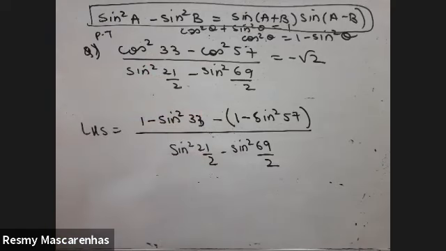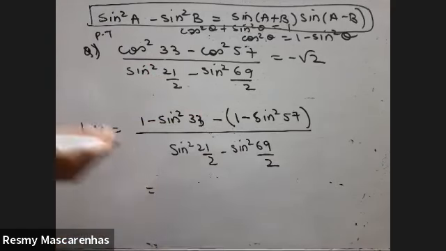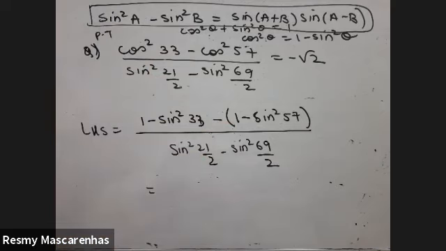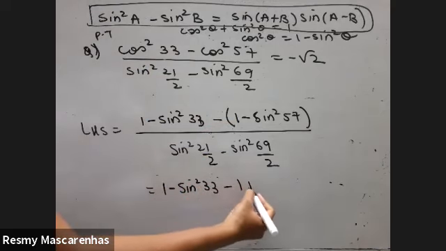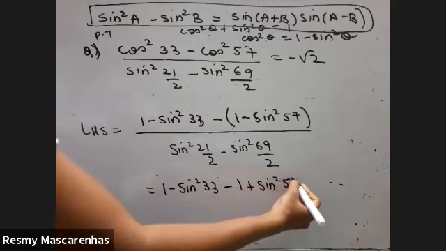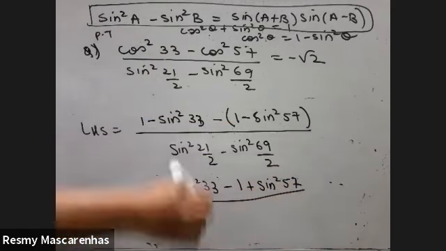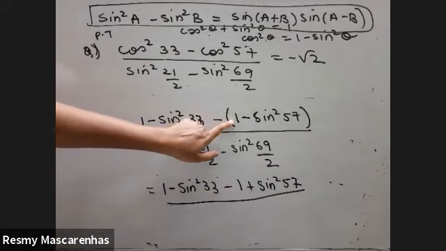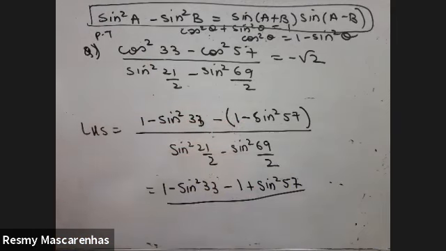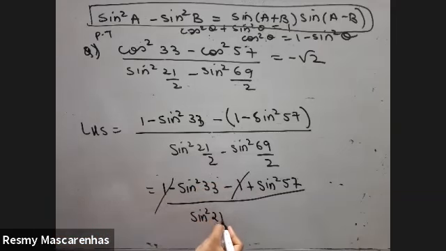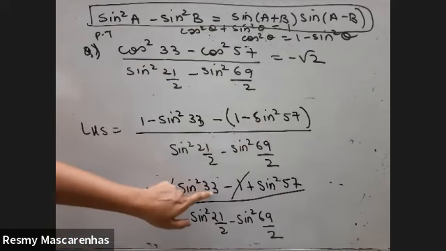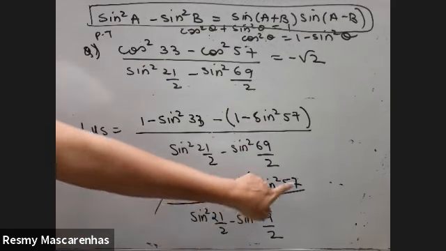Now you open up the bracket. Now I've opened up the bracket. So minus into plus will give me minus, minus will give me plus. So 1 and 1 will cancel. Now it is in the form of sin square A minus sin square B.